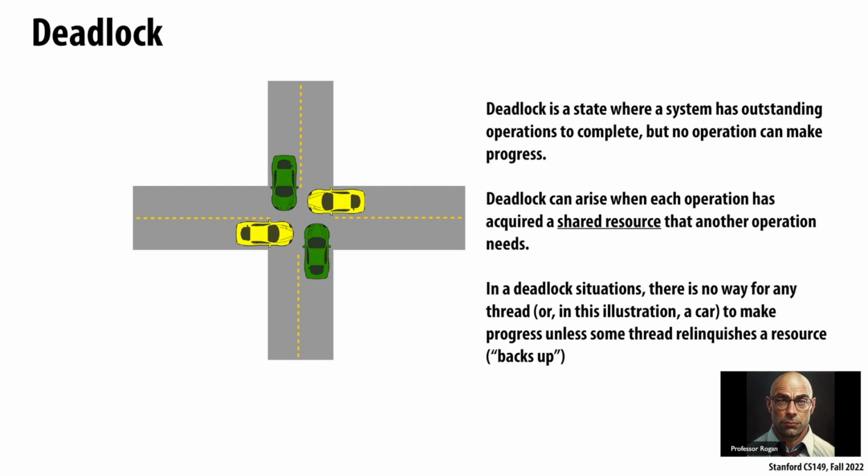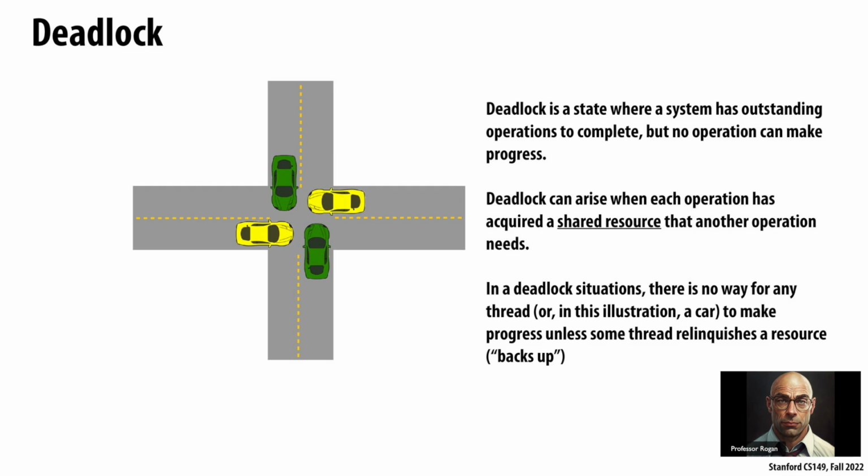Deadlock is a state where a system is unable to progress further due to the fact that each operation has acquired a shared resource that the other operation needs. To illustrate this concept, think of a four-way intersection where two cars are stuck and unable to pass each other. In this situation, no car can make progress unless one of them backs up to allow the other to pass. The same idea applies to deadlock.